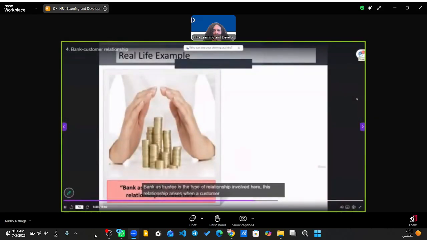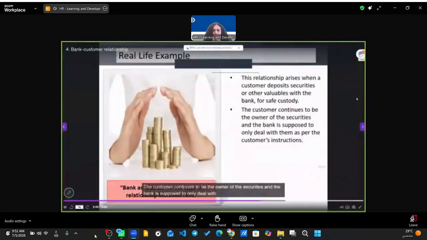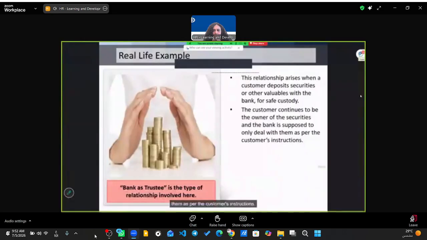Bank as trustee is the type of relationship involved here. This relationship arises when a customer deposits securities or other valuables with the bank for safe custody. The customer continues to be the owner of the securities and the bank is supposed to only deal with them as per the customer's instructions.